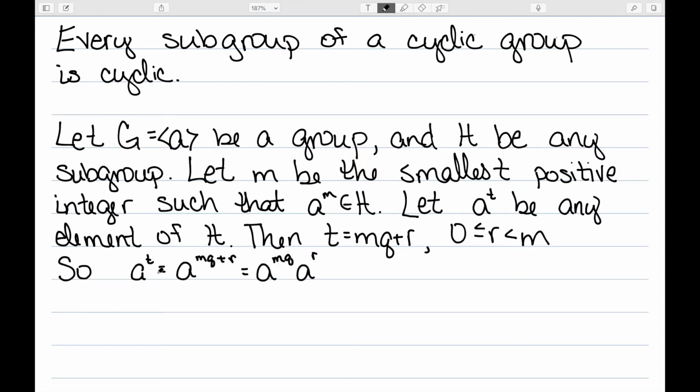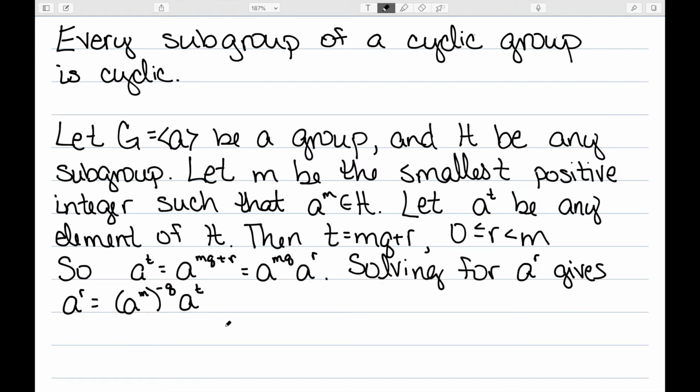This then gives me that a to the t power is the same thing as a to the mq plus r. Using properties of exponents, I can break this up as a to the mq times a to the r. I can then solve this for a to the r power to get a to the r is equal to a to the m raised to the negative q times a to the t. However, we know a to the m is in H, therefore a to the m to the negative q is still in H. We know a to the t is in H.